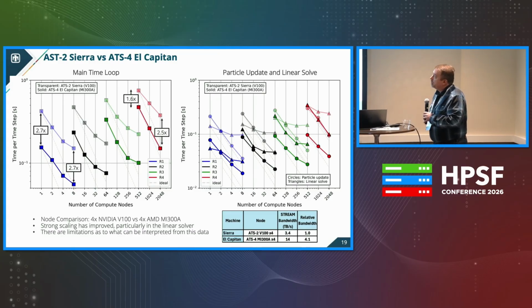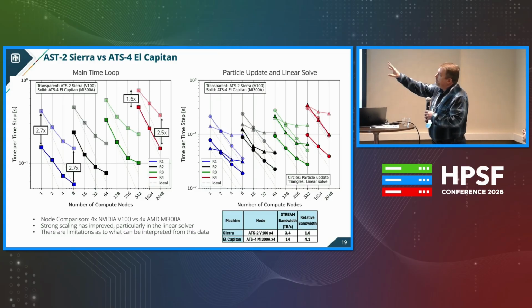So these are the results. The main time loop is on the right-hand side, so this is time per time step. Each color is a mesh refinement level. And the transparent, the lighter color, is the ATS2 result we got back in 2020. And the solid color is now what we're getting on ATS4.